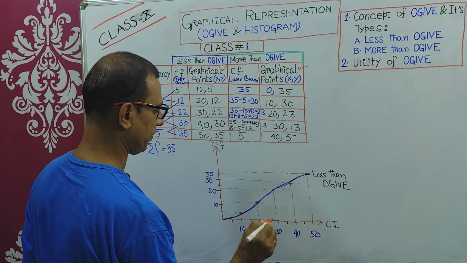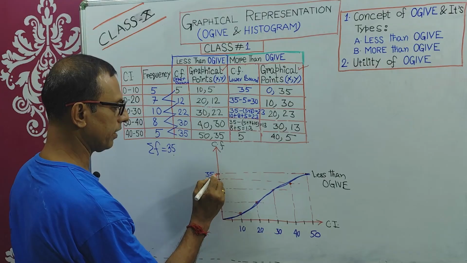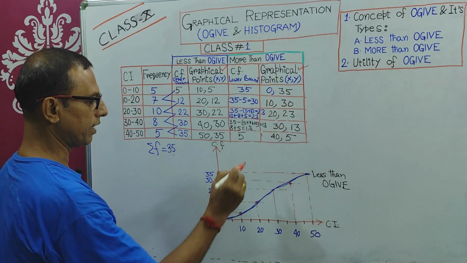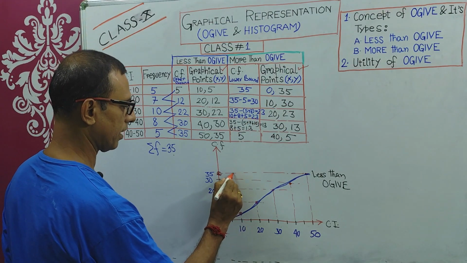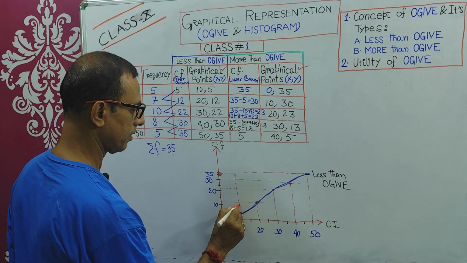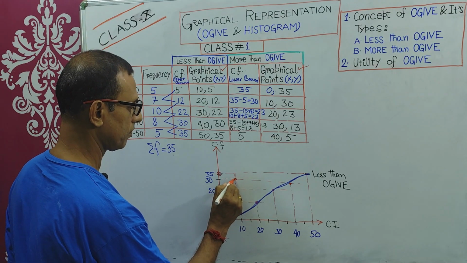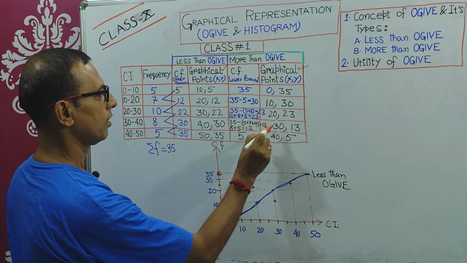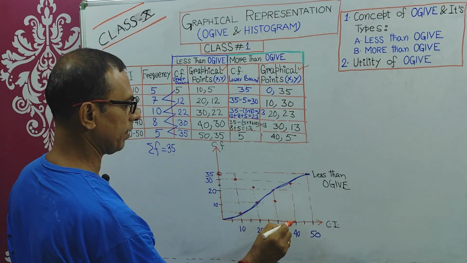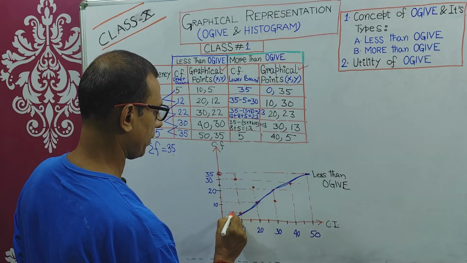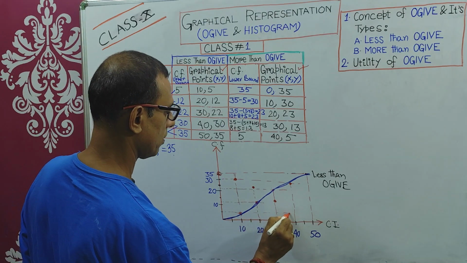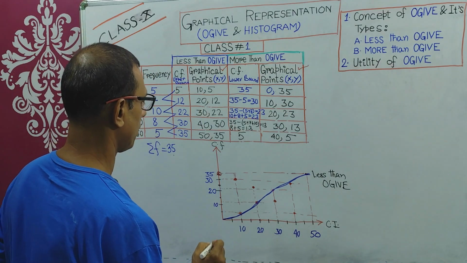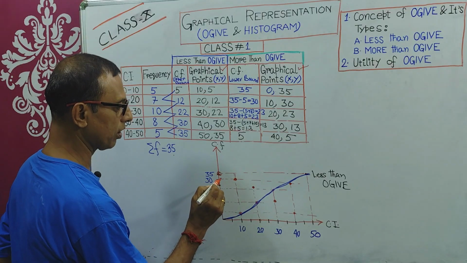More than ogive, it is 0, 35. So x-axis 0 and then it is 35. This is 1 point. Then it is 10, 30. 10 and then it is 30. Sorry, this point. Right? Next it is 40 and then 5. So 5 will be this one. So now how we will plot the data? I will adjoin all the points.